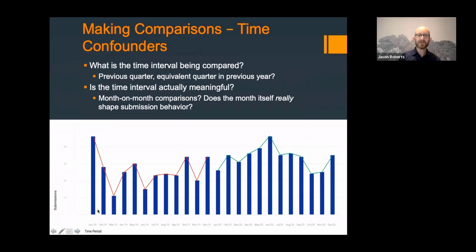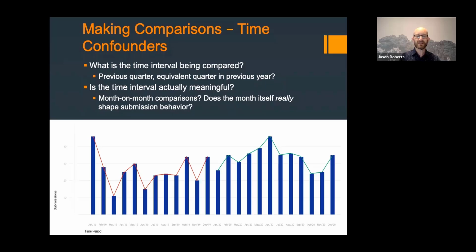Then there are time confounders. So what is the time interval being compared? Is it the previous quarter, the equivalent quarter in the previous year? As I hinted at before, just comparing Q4 and then Q1 of the next year might not be the valid comparison. Maybe you need to compare Q1 of the previous year. Is the time interval actually meaningful? So do month-on-month comparisons, what does that actually bring to the table?